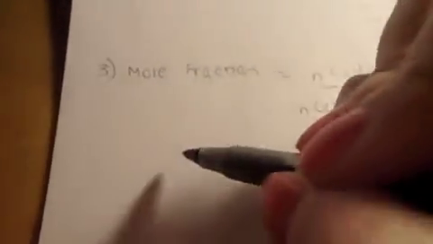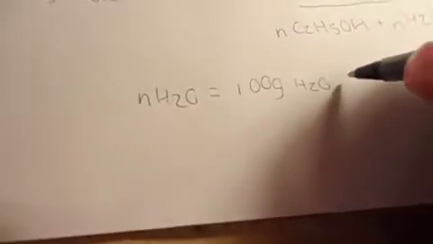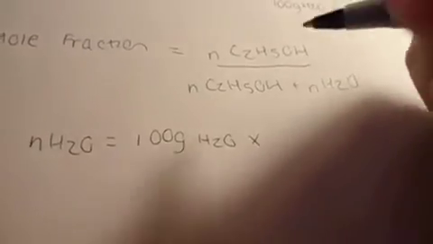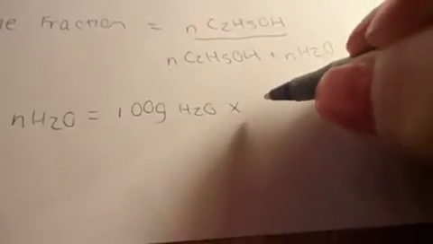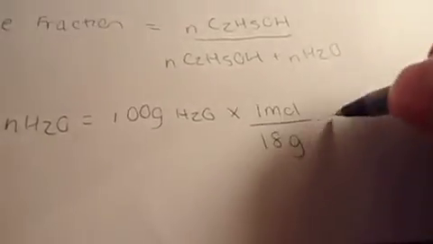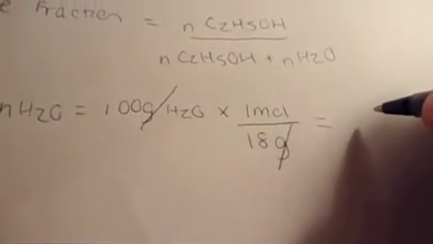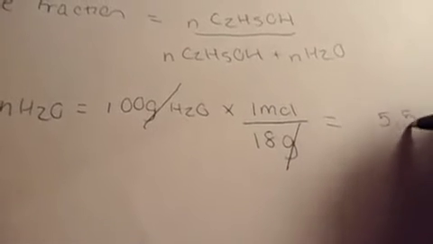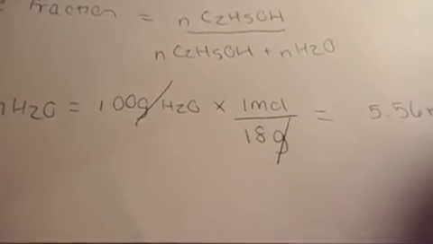So first, we know how many moles of ethanol we have, so we have to find our moles of water. And that can be done by saying we have 100 grams of water. You're going to multiply that by how many grams per mole water is, and you can also find that from the periodic table. It happens to be 18. So we're going to say 1 mole over 18 grams. Grams are going to cancel. You're going to get 5.56 moles of water.